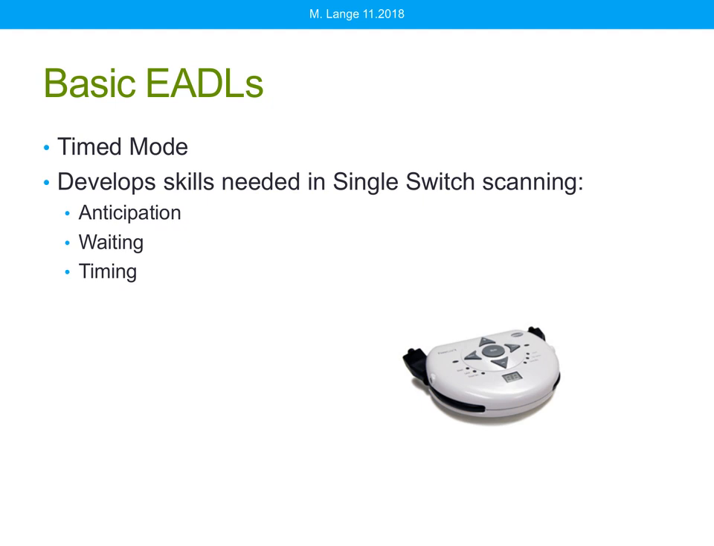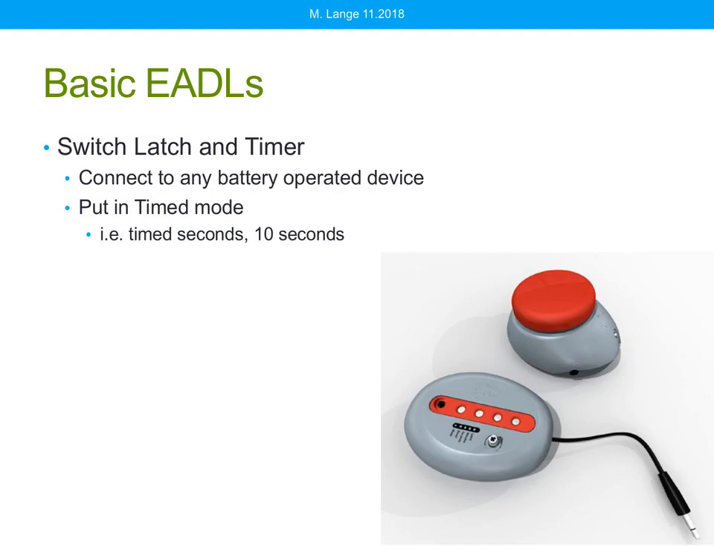So the client activates the switch, the device stays on for a pre-programmed amount of time, and turns off. The client begins to anticipate it's almost time for this device to turn off. I need to hit the switch again. I need to wait for that. I need to time that appropriate switch activation. This is a fun, pretty low risk, high success way to build these scanning skills.